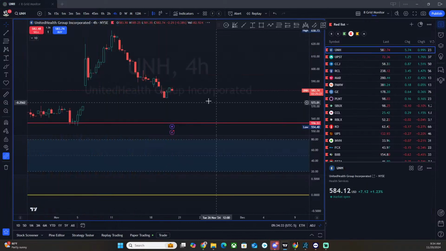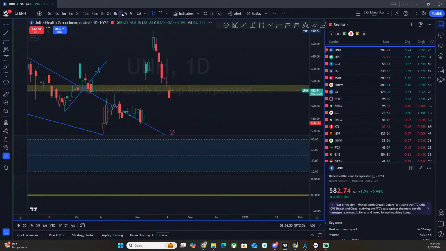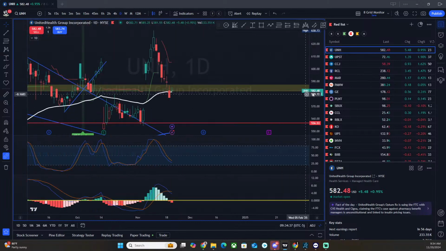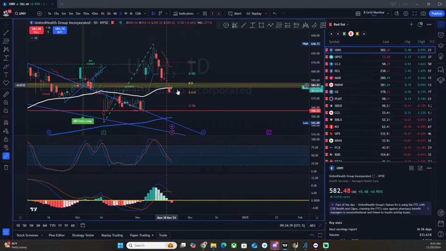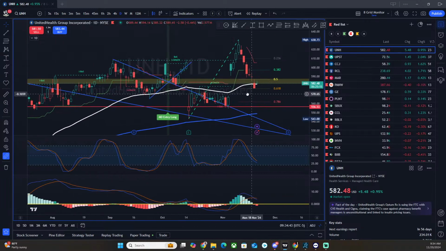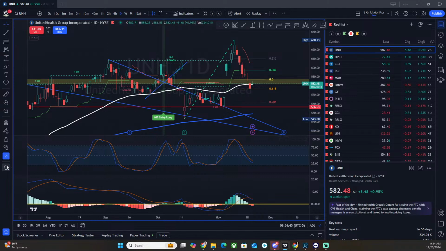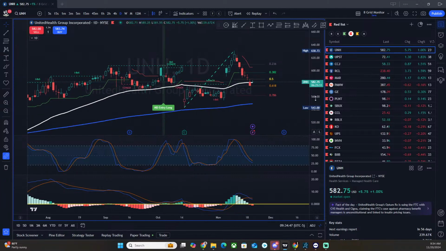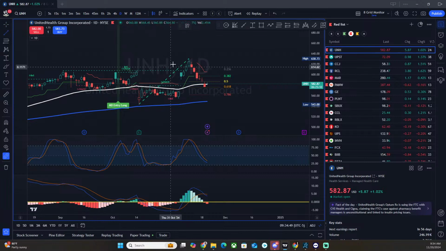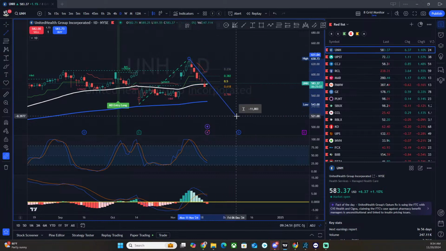Let's go over UNH. UNH, my baby. I love UNH, but it is not holding up that order block that I was looking at. So I did not take any positions here. You can kind of see some of my drawings. I was looking at this to happen. Let's go ahead and cut this. Let's start all the way over. I like to clean up sometimes when it's just way too much information.